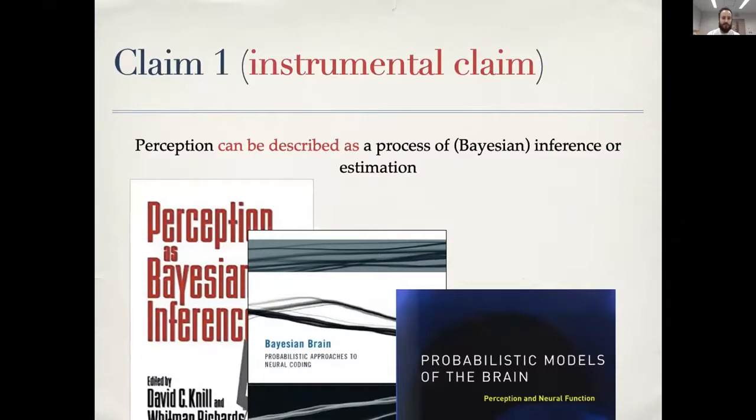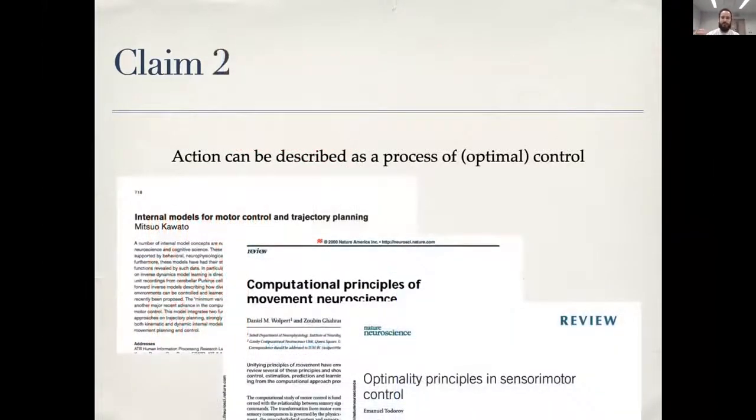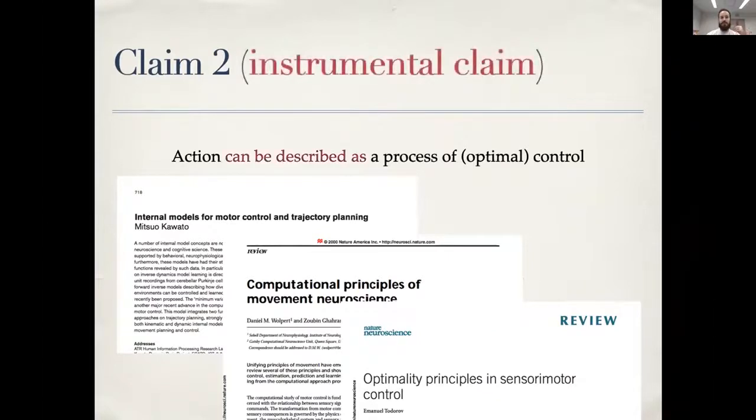Now, there are a few books about that. Hopefully, I don't need to convince you that this might be a useful angle. The second claim is that behavior and action can be studied through ideas of optimal control. Again, this is just an instrumental claim, in the sense that I'm just trying to say there is a tool, control theory, that can be used to study something, behavior and action.